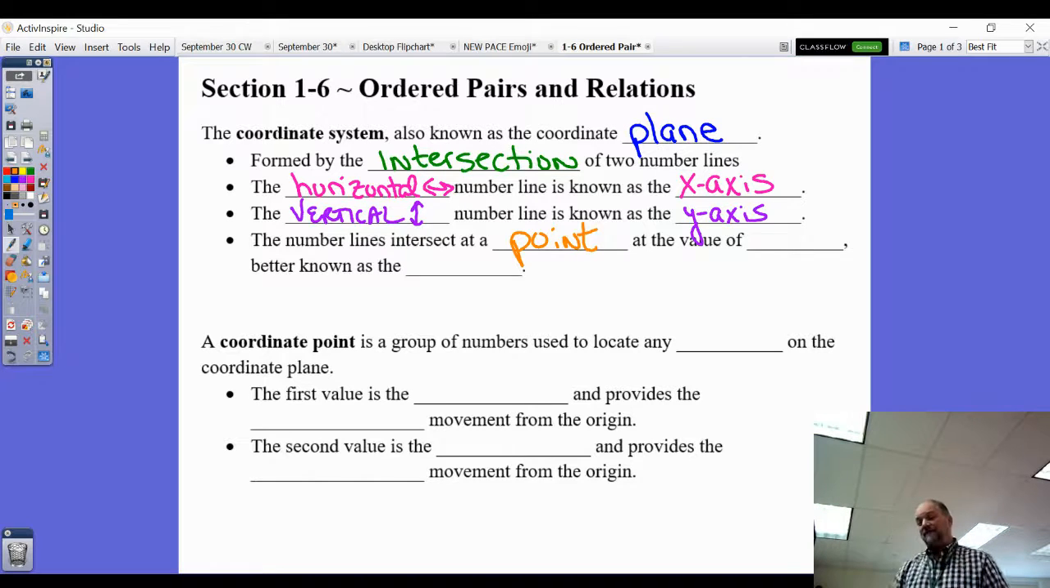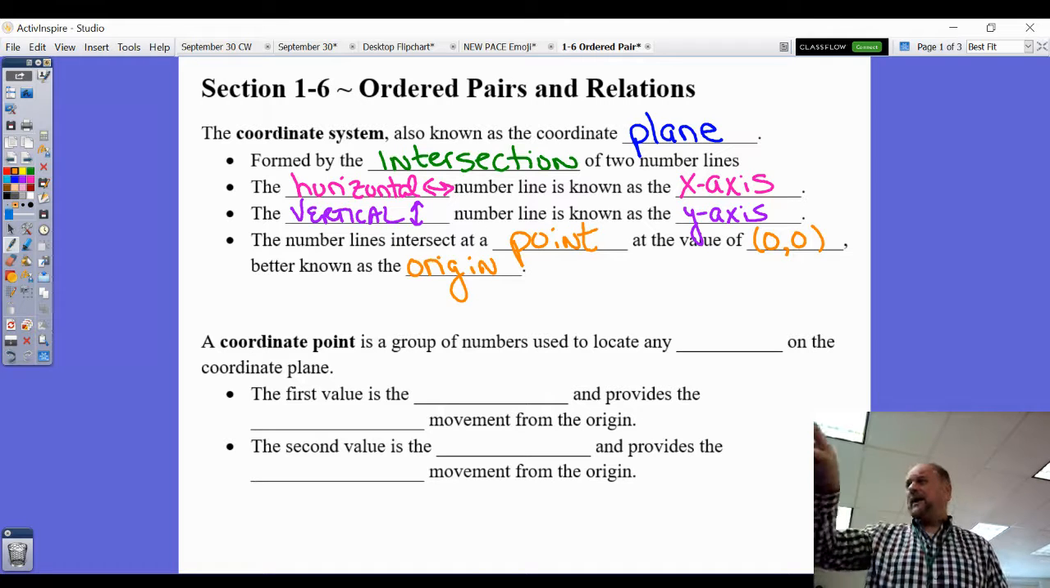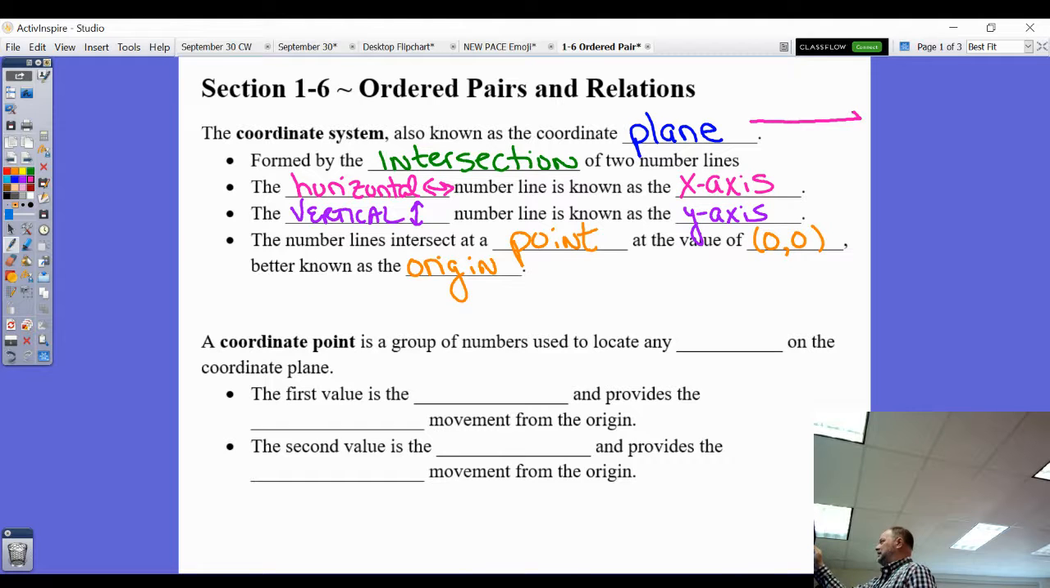These lines intersect at a particular point. And that point has a value of 0, 0, we'll talk about that here in a minute, but it has a name. That point is actually called the origin, okay? So I know you've seen these before, so it kind of looks like this. The horizontal line kind of goes left and right like that. The vertical line, the y-axis, goes up and down like this guy right here. And they intersect right here at this cross point, and that cross point right there is called the origin.